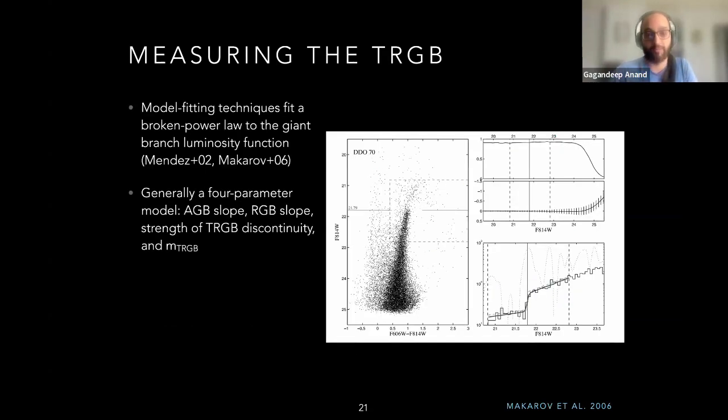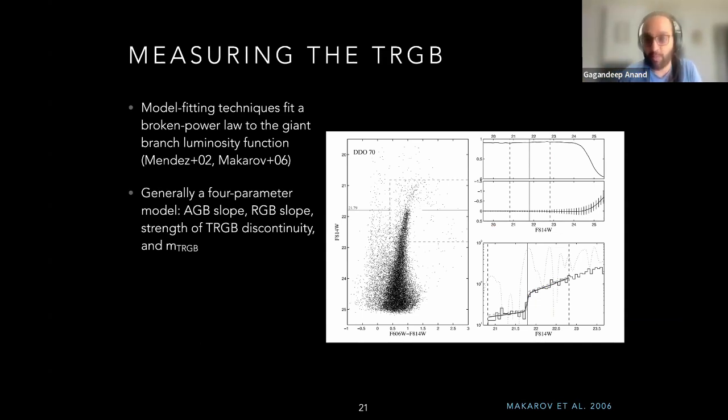And the other class of measuring the tip is these model fitting techniques. They typically fit a broken power law model to the giant branch luminosity function. So on the plot on the right, you see this color magnitude diagram for this dwarf galaxy DD070. And on the bottom right, you see the luminosity function and the fit to the luminosity function. And so this is typically a 4-parameter model.